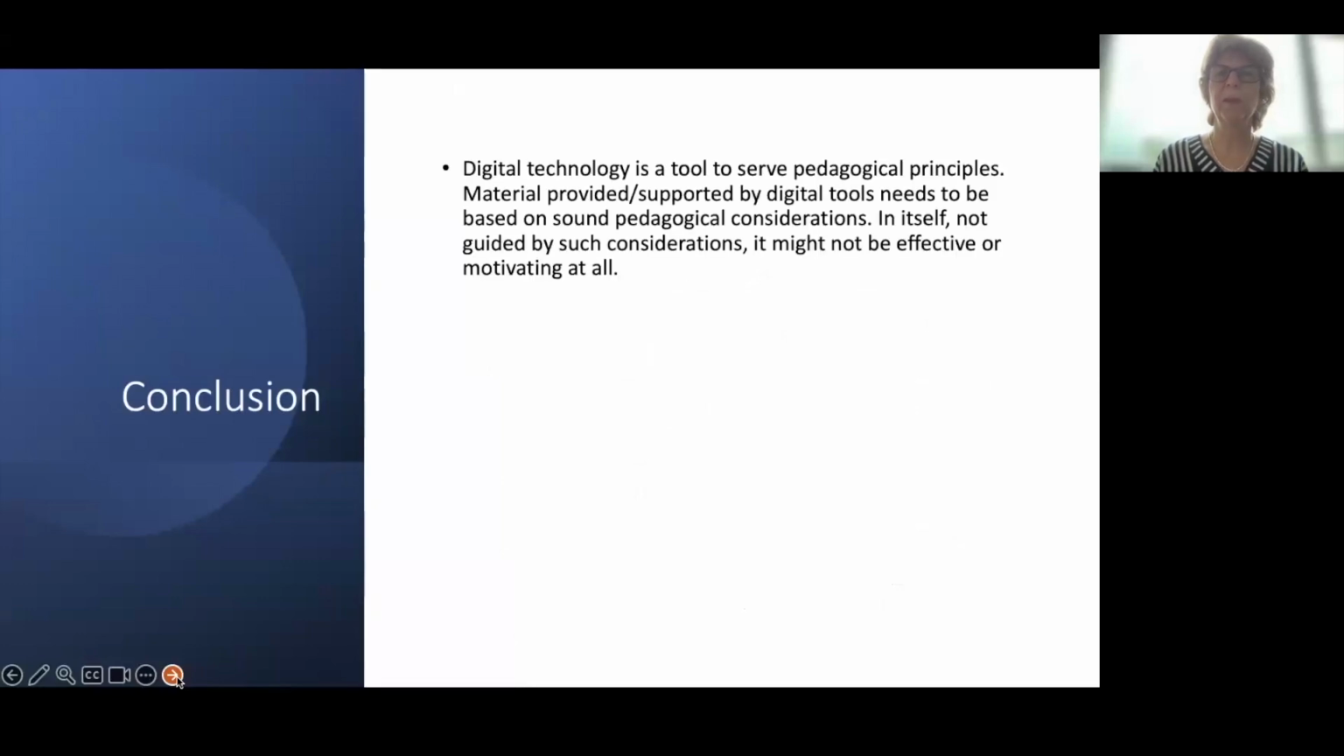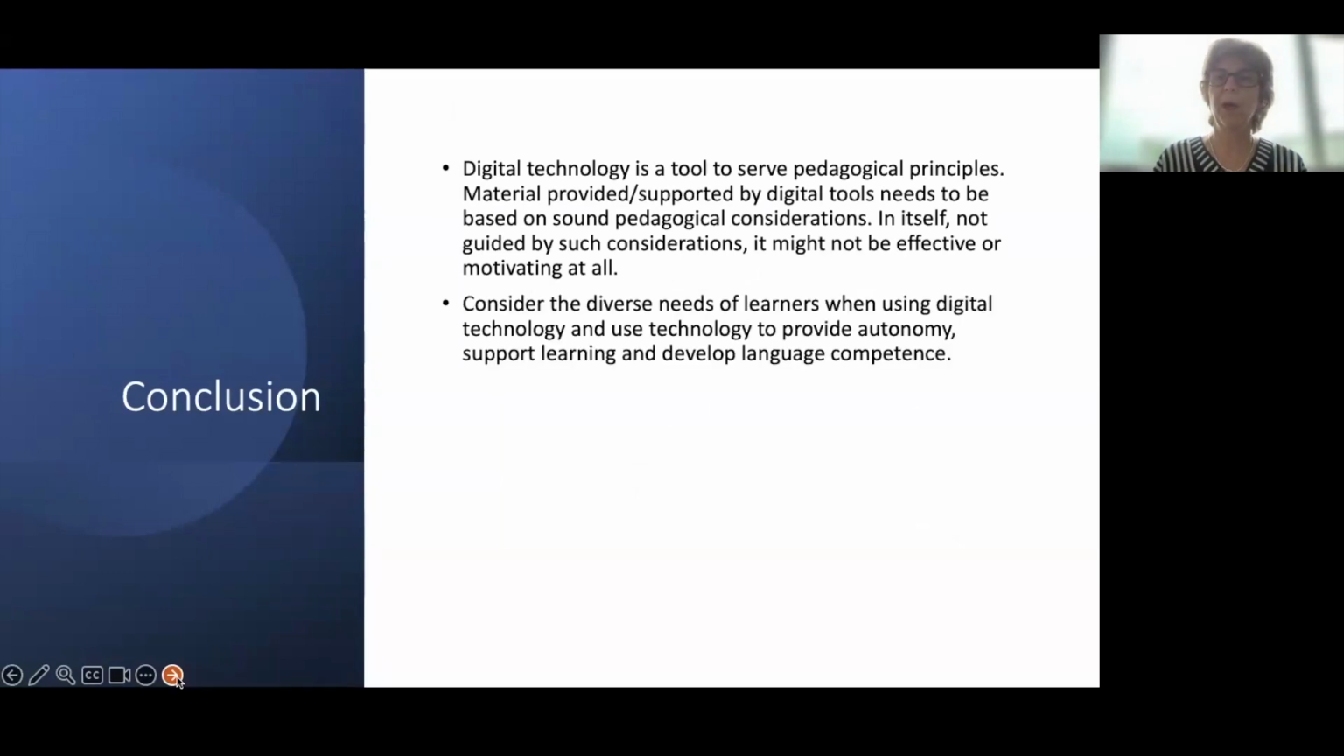So to conclude, I think digital technology is a tool to serve pedagogical principles. Material provided, supported by digital tools, needs to be based on sound pedagogical considerations. If they are not guided by such considerations, then digital tools may not be effective or motivating at all, right? So it's not just using digital technology for technology's sake, but making sure that they are selected to serve a pedagogical purpose, right?